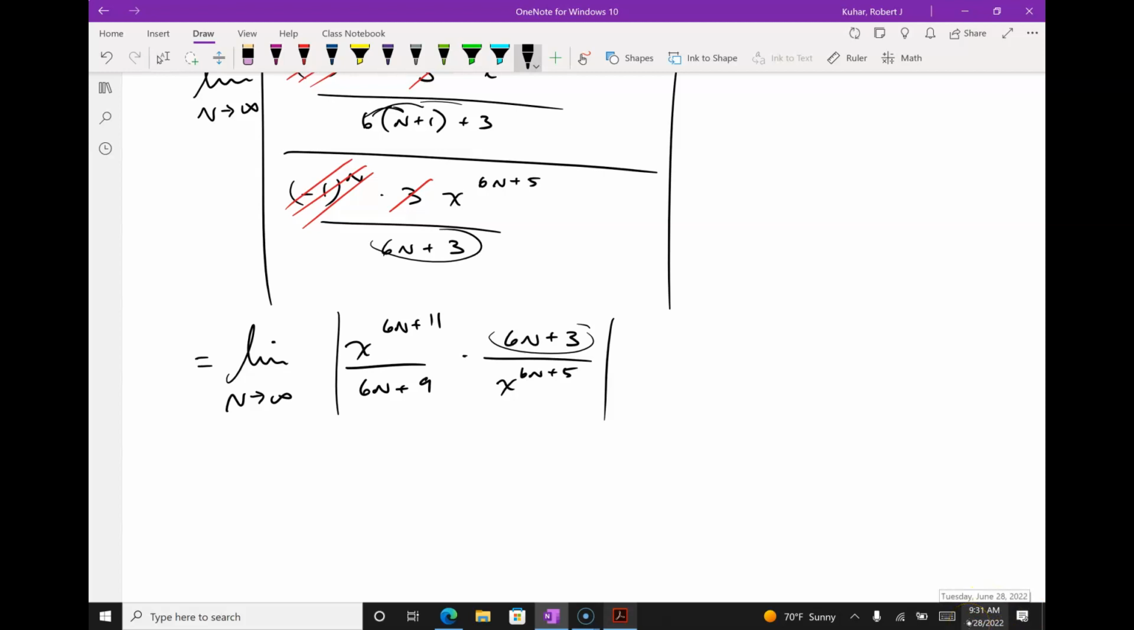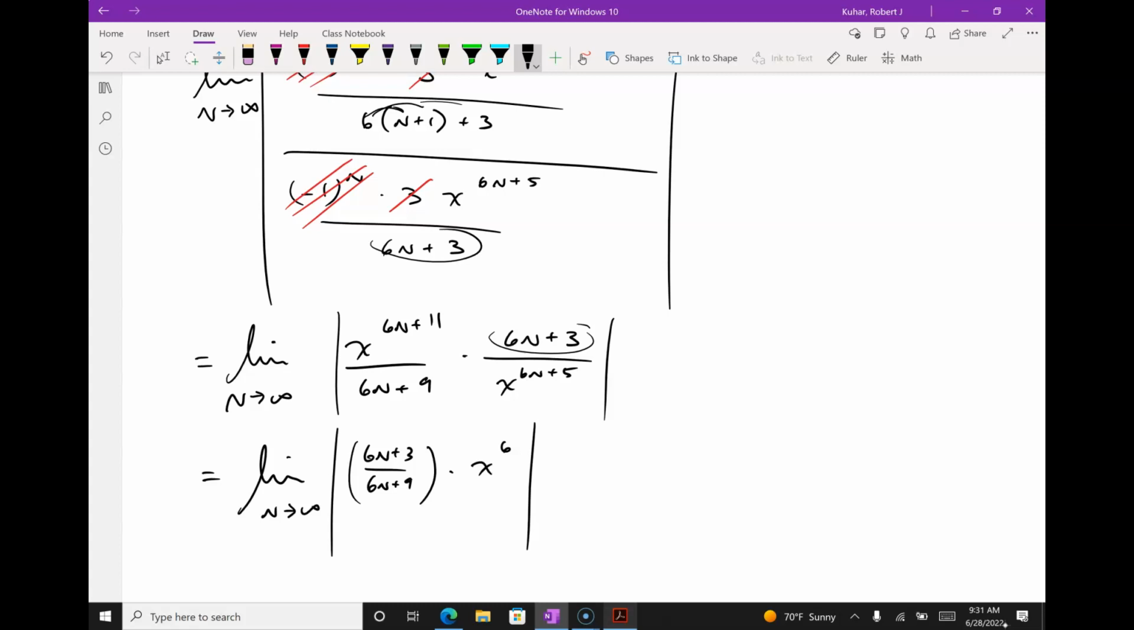But I'm not getting what I want for some reason. Maybe I'm wrong on this one. So I have a 6n plus 3 over 6n plus 9. Where does that go for the limit? That goes to 1, right? And then I'm going to have x to the 6 left over here. So I don't get a 0 limit. I thought I would.